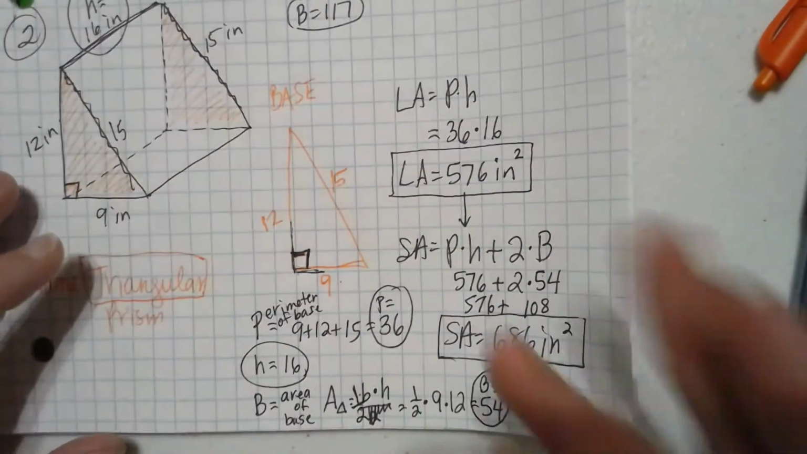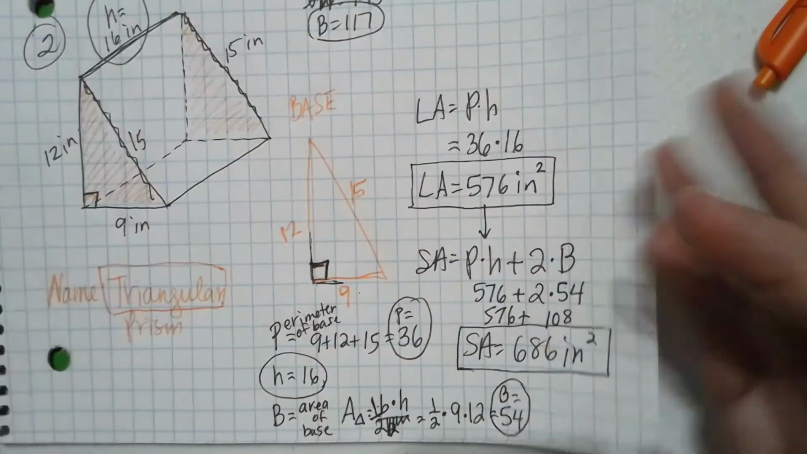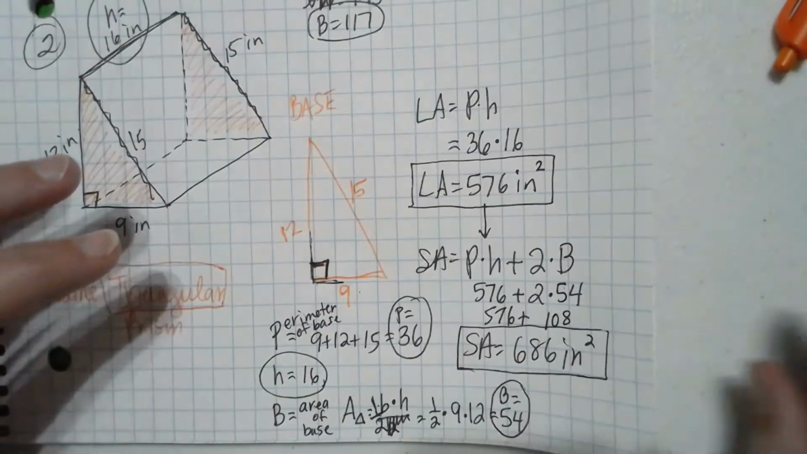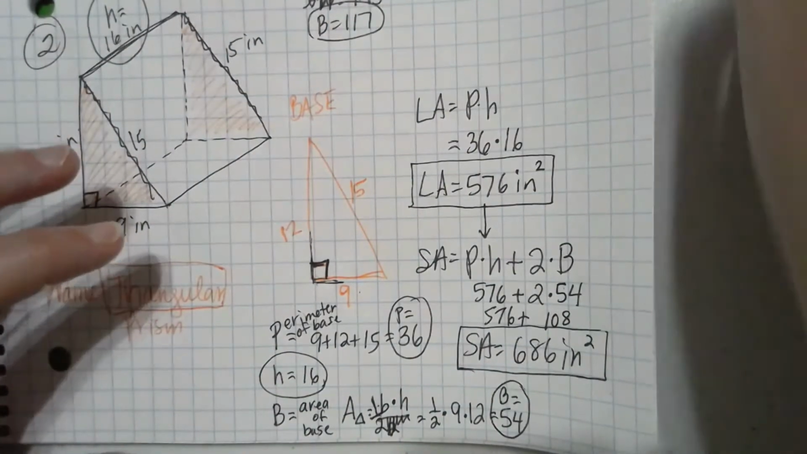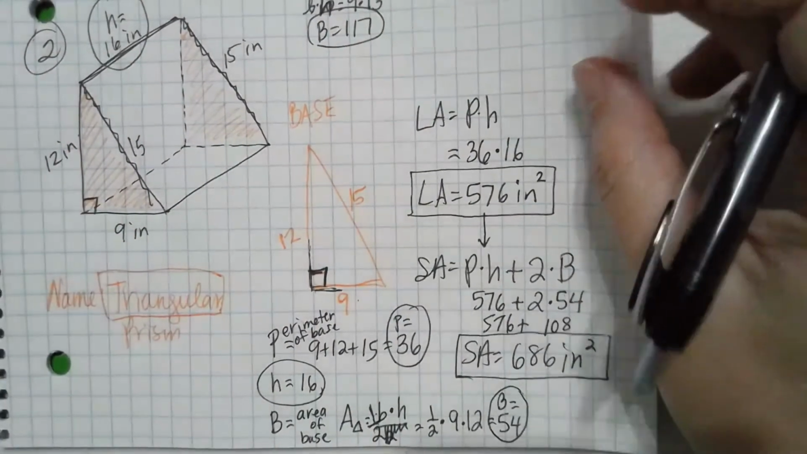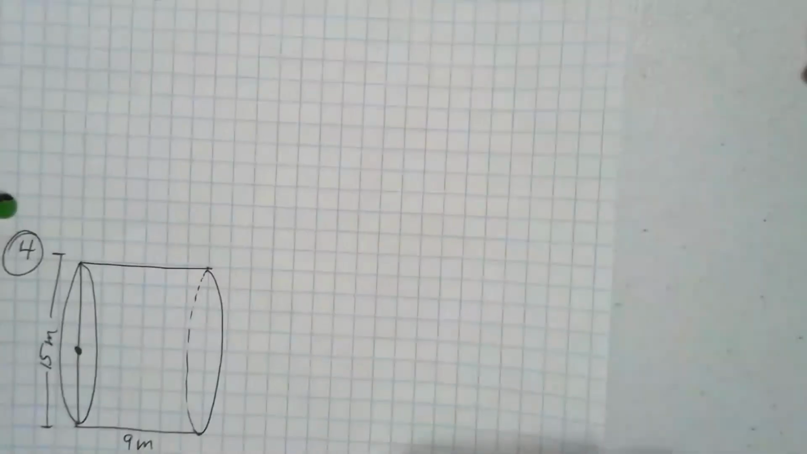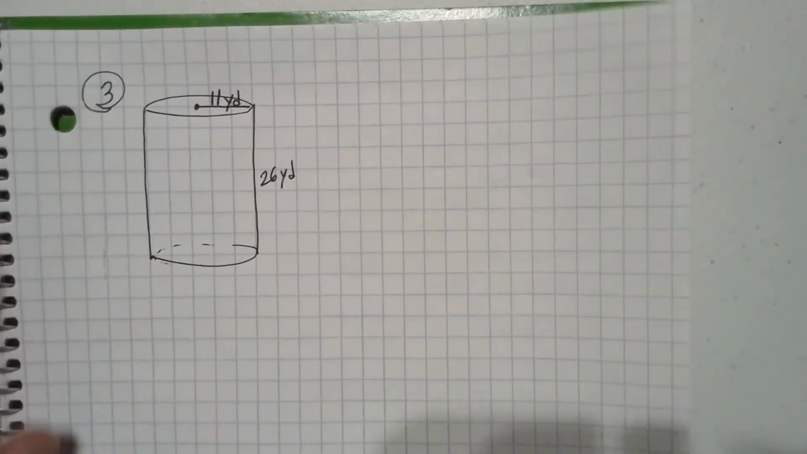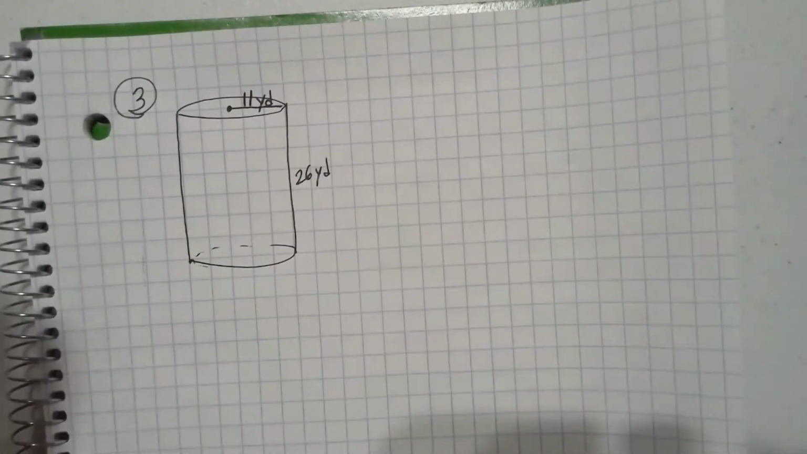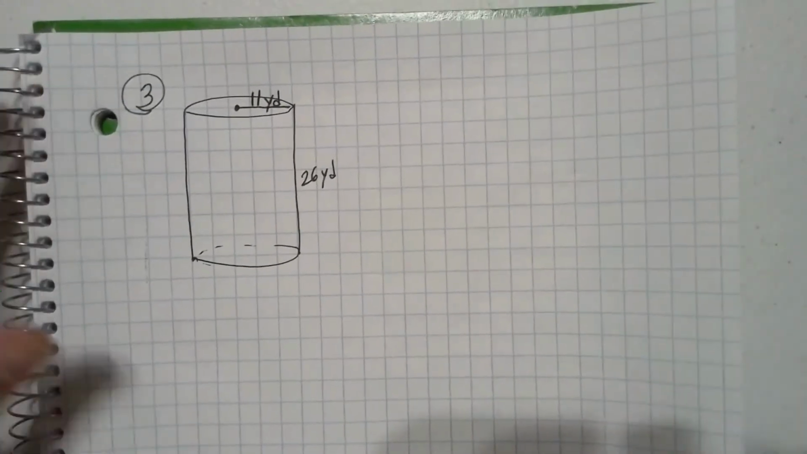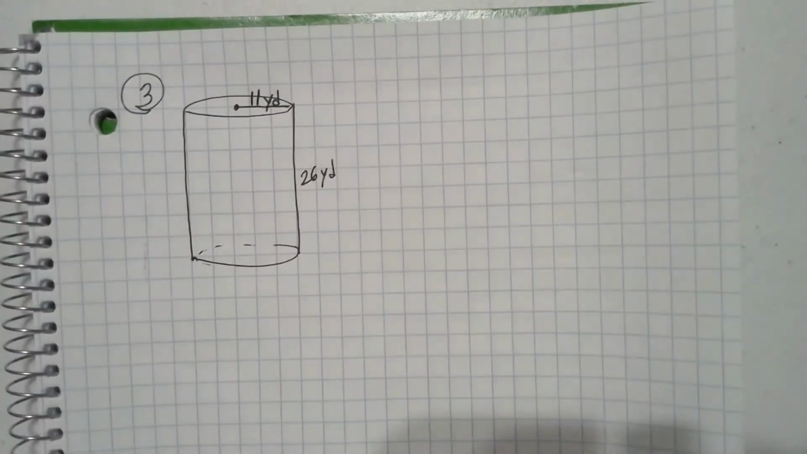Okay, now there are other types of prisms. We are only going to look at these two here for today. There are trapezoidal prisms and pentagonal prisms and hexagonal prisms and all that other kind of stuff. I'm not really going to worry about that right now. So we're going to mainly focus on the rectangular and the triangular. All right, so let's switch over to our cylinders.